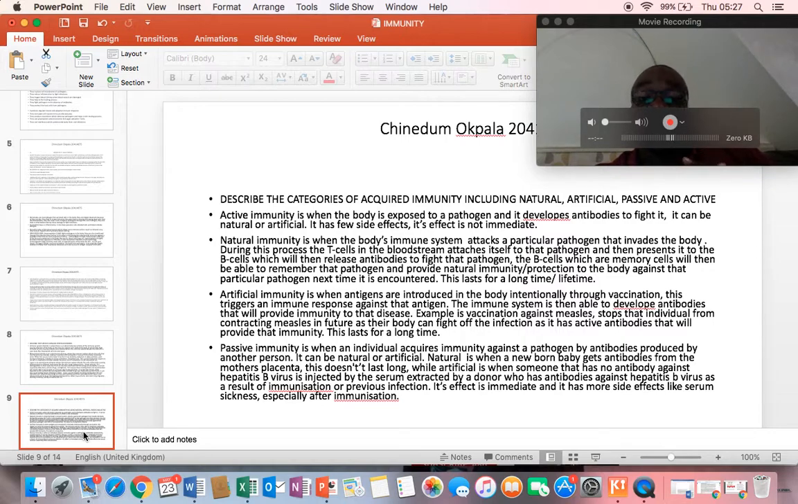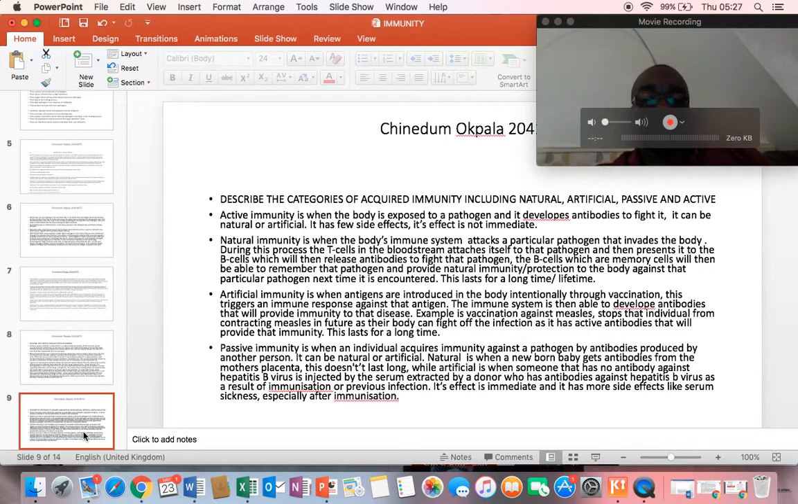Natural immunity is when the body's immune system attacks a particular pathogen that invades the body. During this process, the T cells in the bloodstream attach themselves to the pathogen and then present it to the B cells, which help to release antibodies to fight the pathogen. The B cells, which are the memory cells, will then be able to remember that pathogen and provide natural immunity to the body against that particular pathogen the next time it is encountered. This lasts for a very long time, sometimes a lifetime.